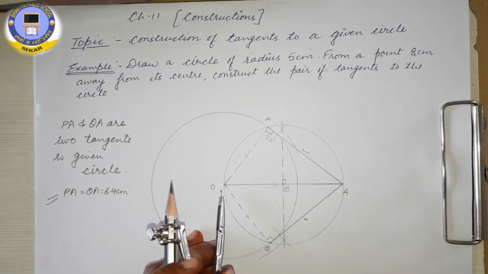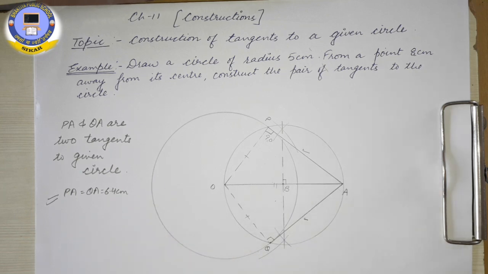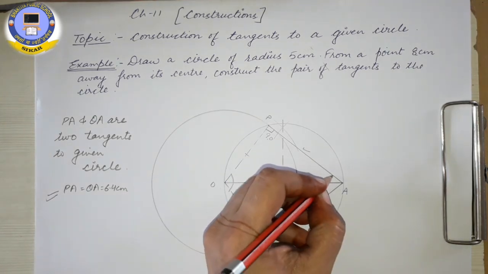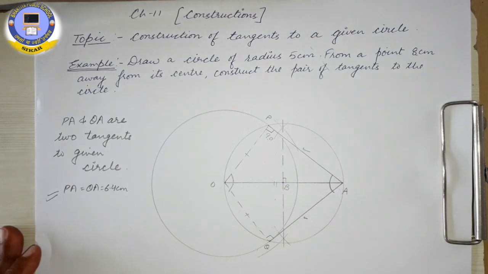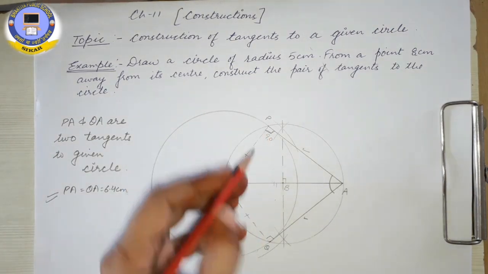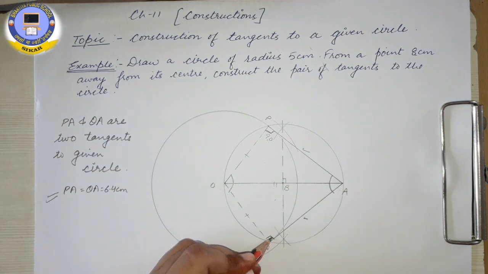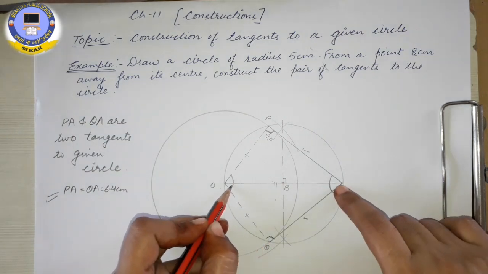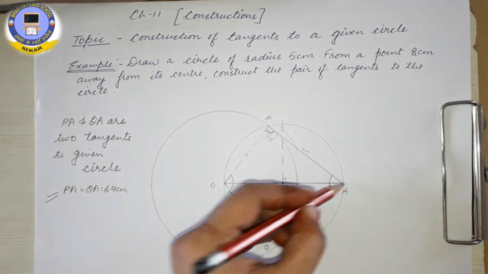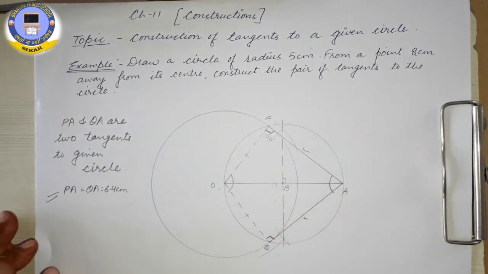In 2-3 questions this concept came that the sum of these two angles, this angle plus this angle, is equal to 180 degree. As the sum of angle P and Q is already 180 degree, so the sum of these two also came to 180 degree, we proved there. And at that time I also told you that OPAQ is a cyclic quadrilateral.